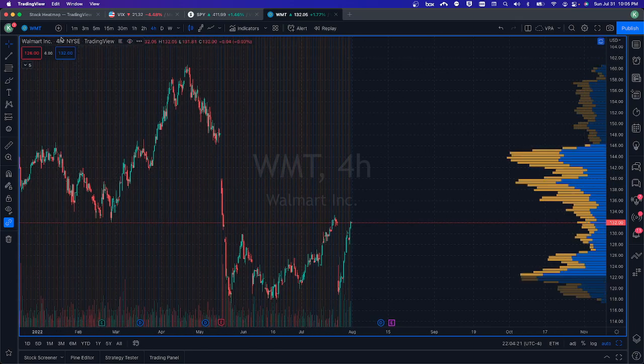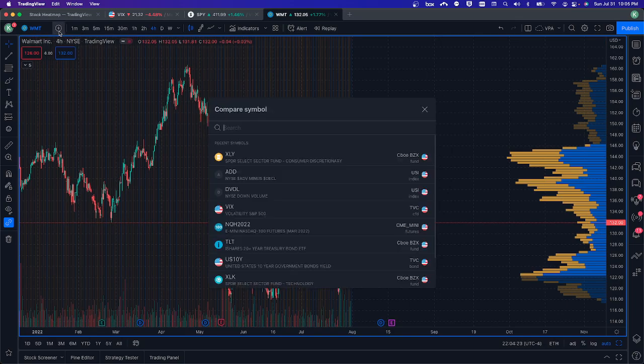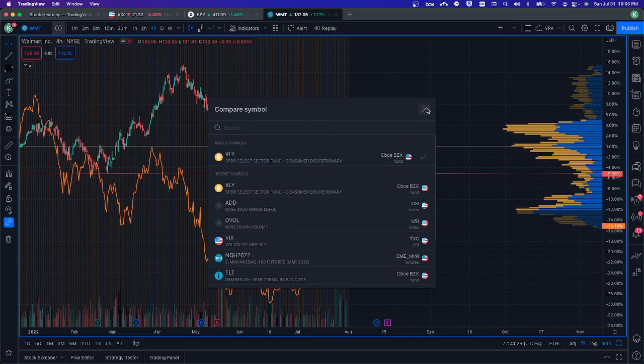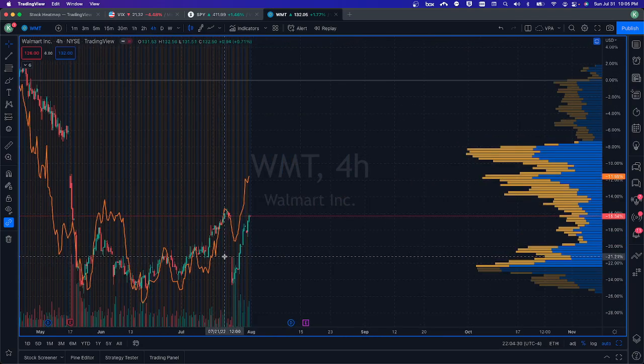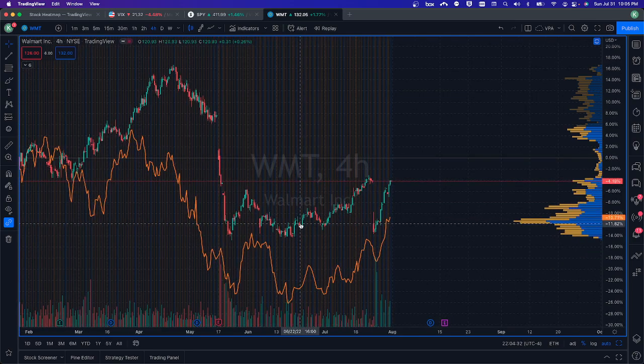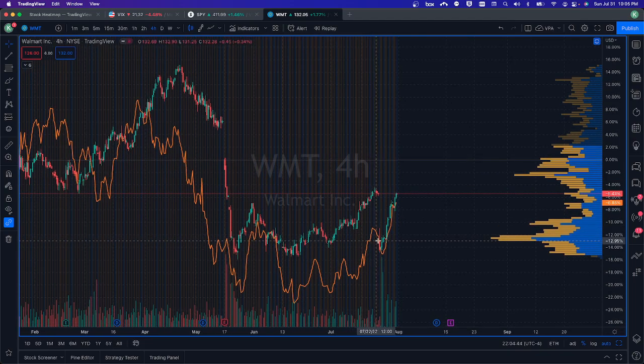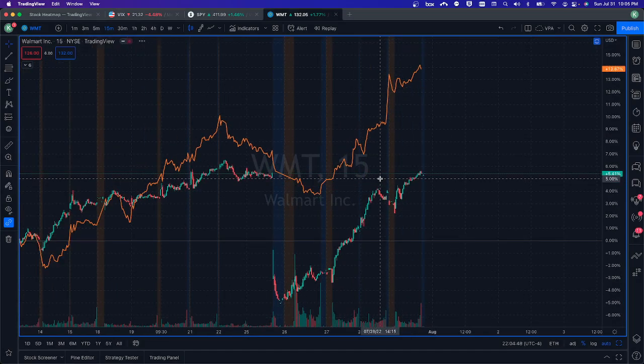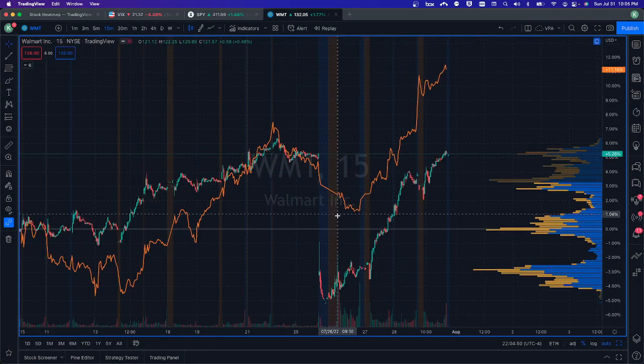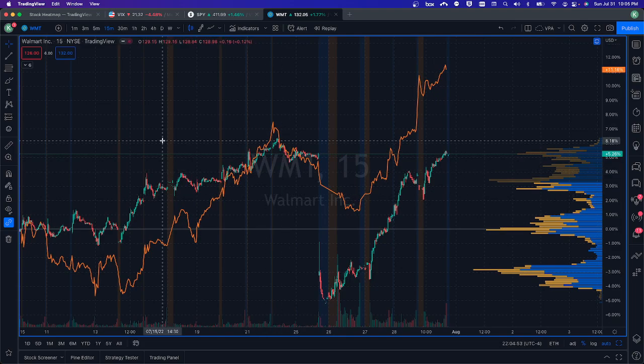But one other thing that's a nice way to compare the sector is, up here you can add in symbols to compare, and we can just add the Walmart sector in, and you can see this shows us a side-by-side comparison. This orange line is the sector. So we can see it's essentially been doing everything that Walmart's been doing for the most part, which is no surprise because Walmart is a big part of this sector. So Walmart's price action does drive this sector pretty heavily.